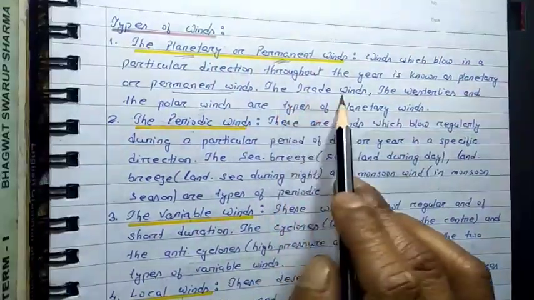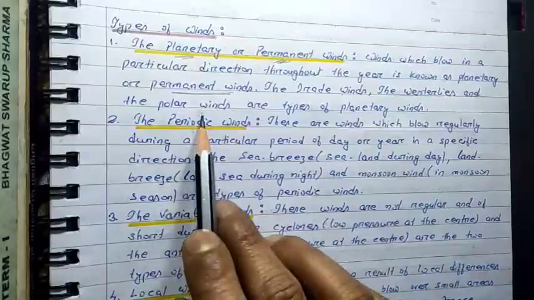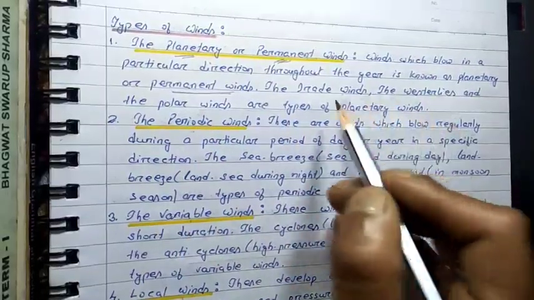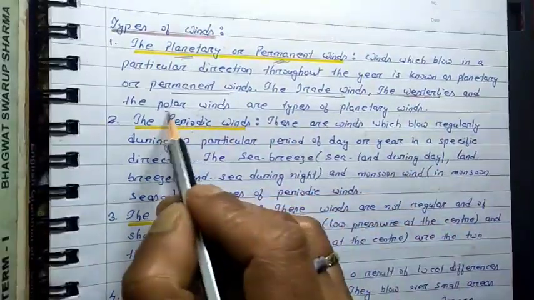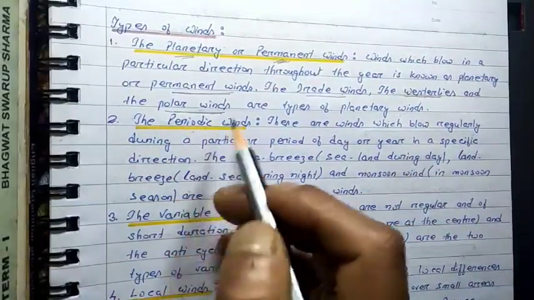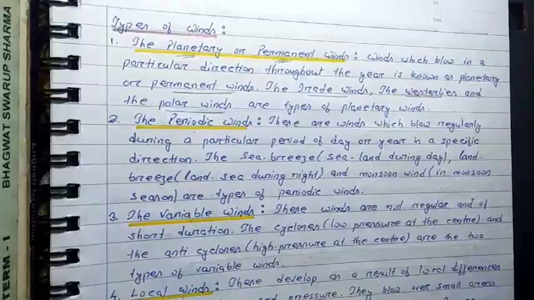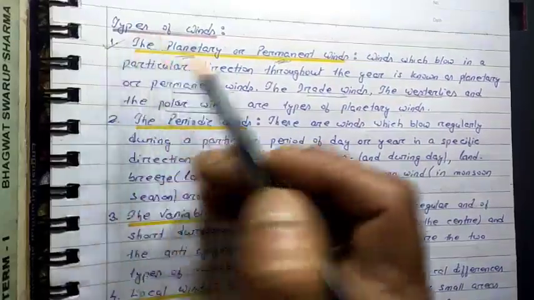For example, the trade winds, the westerlies and the polar winds are types of planetary winds. These are examples of different types of planetary or permanent winds, and these winds never change their direction throughout the year; constantly they blow in the same direction. That's about planetary wind.